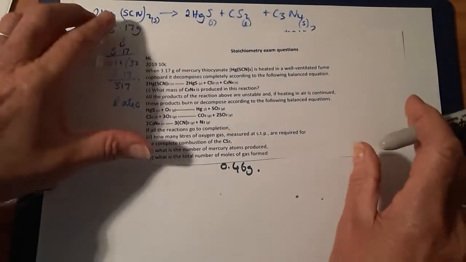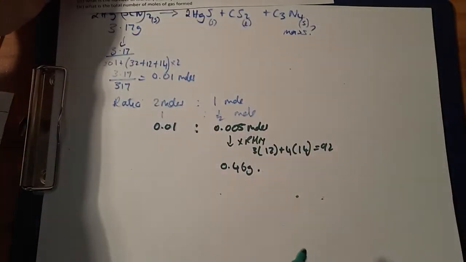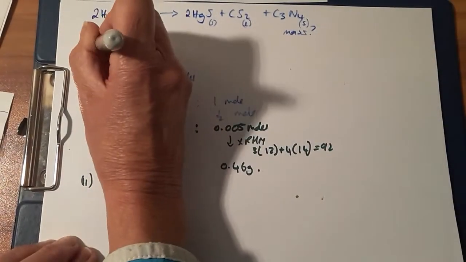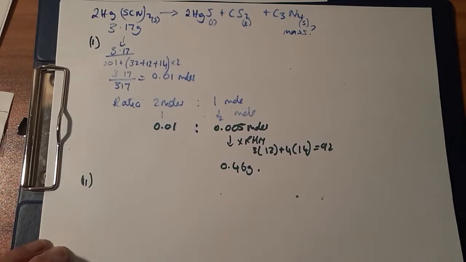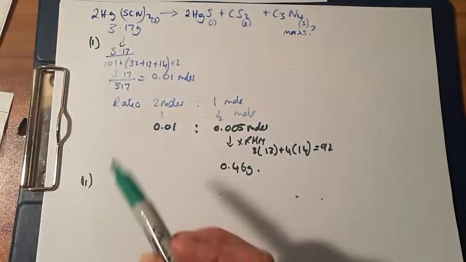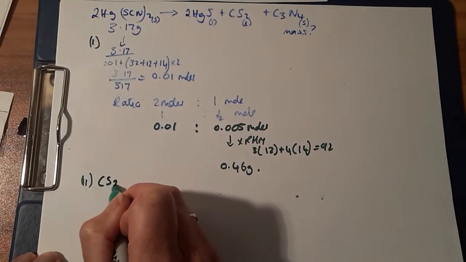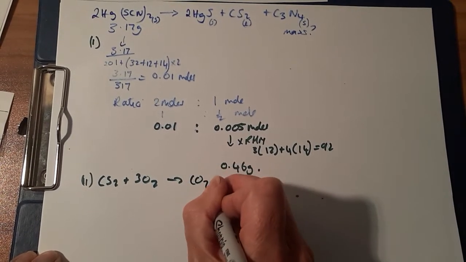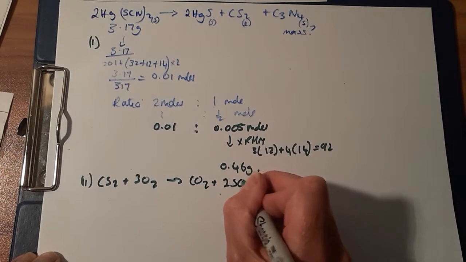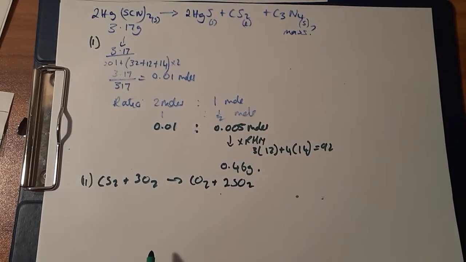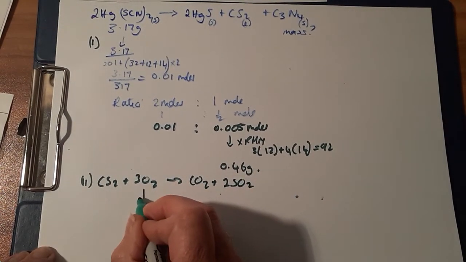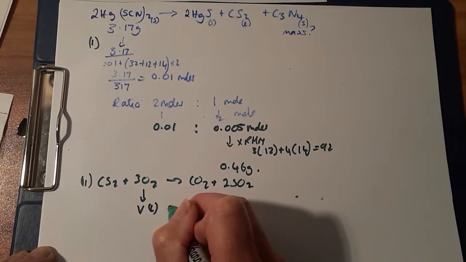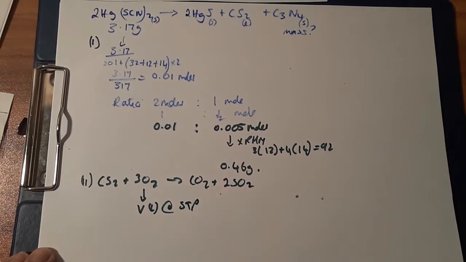So let's follow this one through. The second part now. That was the first bit. The second part: how many litres of oxygen gas? I'm going to take this second equation here. CS2 plus 3 O2 will give us CO2 plus 2 SO2. I'm looking for the litres of oxygen gas. How many litres of this are required? So I want a volume in litres at STP.